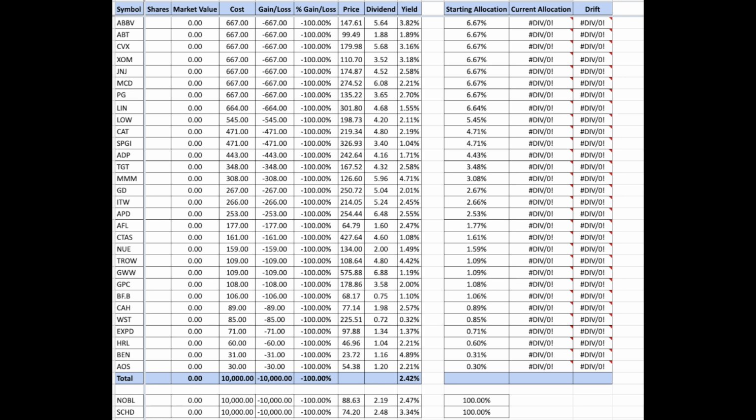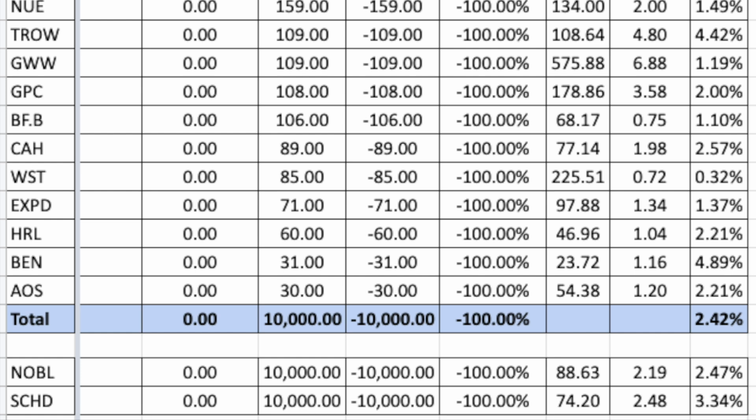Rowe Price Group at 1.09%, Grainger also at 1.09%, Genuine Parts Company at 1.08%, Brown-Forman at 1.06%, Cardinal Health at 0.89%, West Pharma at 0.85%, Expeditors International of Washington at 0.71%, Hormel at 0.6%, Franklin Resources at 0.31%, and A.O. Smith at 0.3%. The other major difference between the two portfolios is the initial dividend yield.